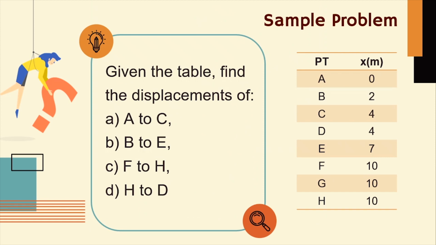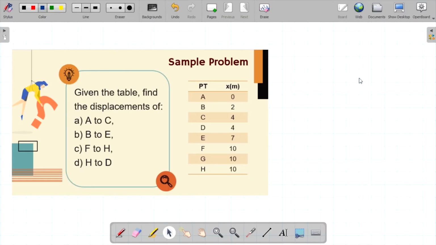Let's have another example. Given the table, find the displacements of the following. Letter A, the displacement from position A to C. Letter B, from position B to E. Letter C, from position F to H. And letter D, from position H to D. To answer this problem, we will refer to the given table. The first column shows the points from A to H. The second column shows the indicated positions in meters. We will apply the formula of the displacement, which is delta x equals x sub f minus x sub i.